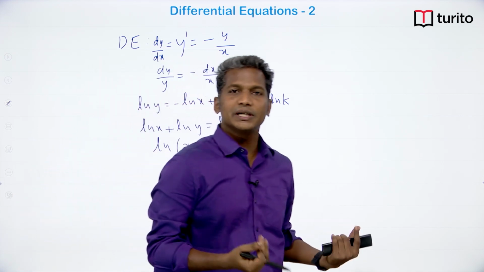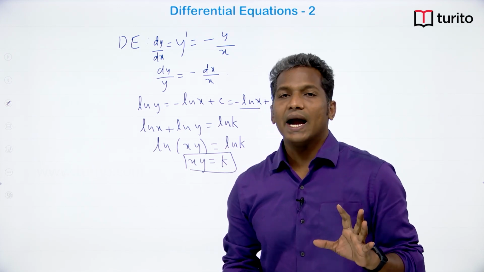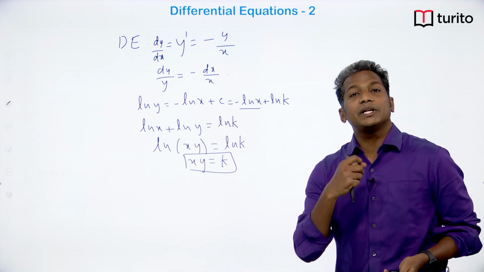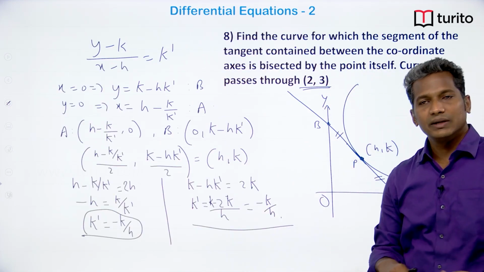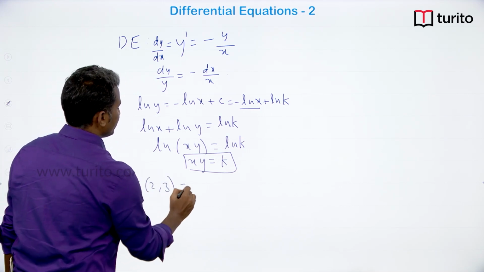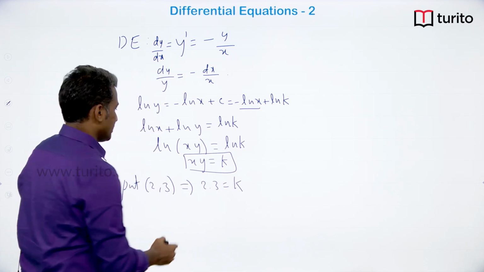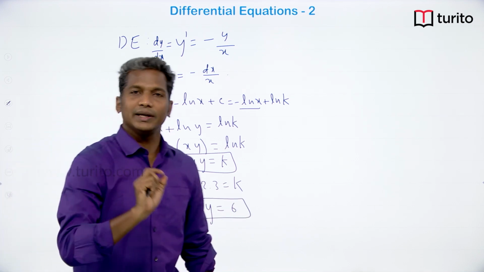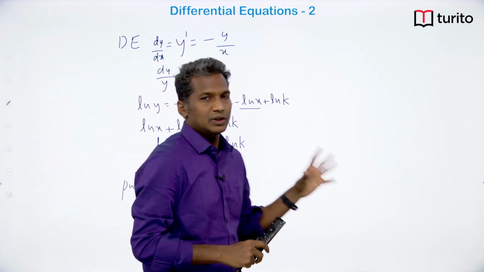What is this equation representing? Family of rectangular hyperbolas where center is the origin and x axis and y axis are the asymptotes. Now if you want the particular solution, you may have to put the point in this. So a point 2, 3 is given. If I put the point here, we will get 2 into 3 is k, that means k must be equal to 6. So xy equal to 6 is our final solution, which is one curve only. Basically it is one hyperbola having two branches.